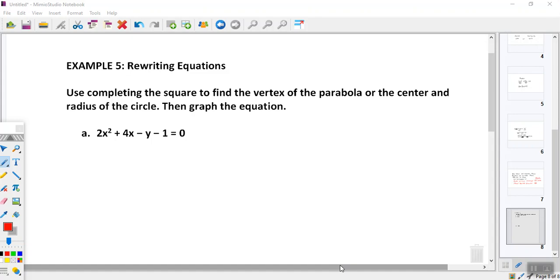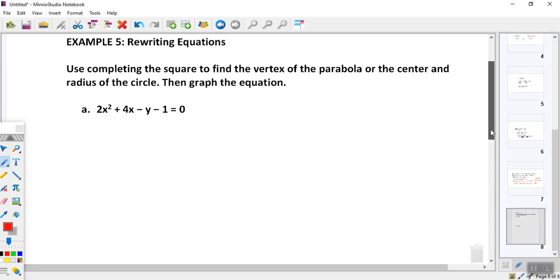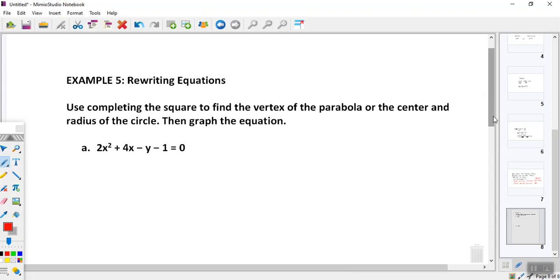This. So let's rock this. First of all, we all know we're working with quadratics, okay? Here it says use what, kids? To find the what? To find the vertex of the parabola and the center and radius of the circle, okay? And then graph the equation. Well, again, the graphing part, I'm not too worried about this, okay?